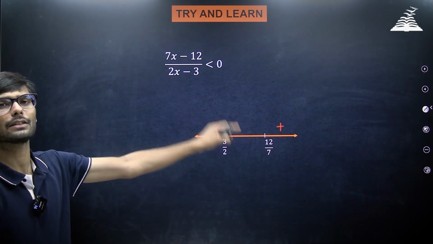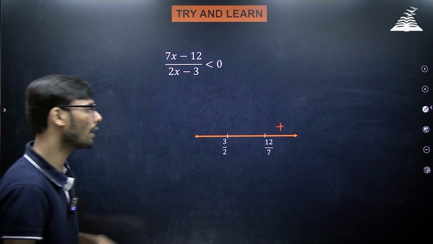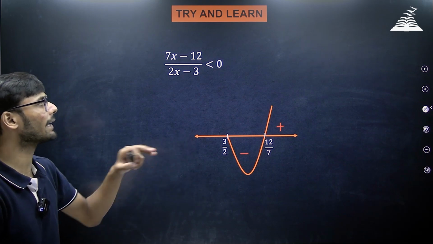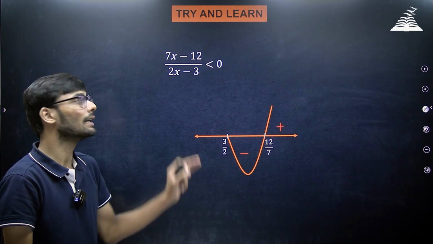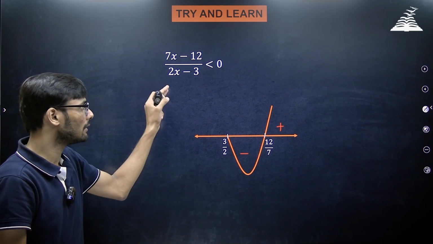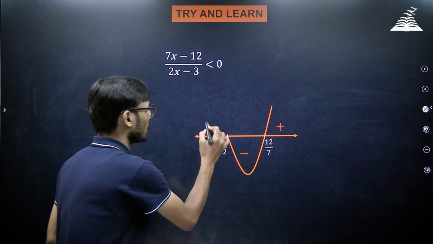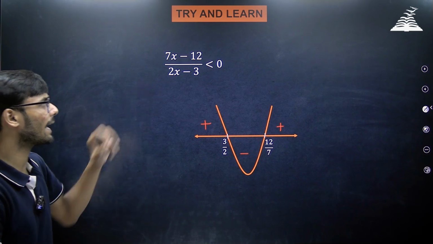12 by 7 is the 0 of 7x minus 12. That has power 1, which is odd. So the sign is going to change. Now we are standing at 3 by 2, which is the 0 of 2x minus 3. And if you see, 2x minus 3 has power 1, which is odd. So the sign is going to change again. What do we want? We want it to be negative.